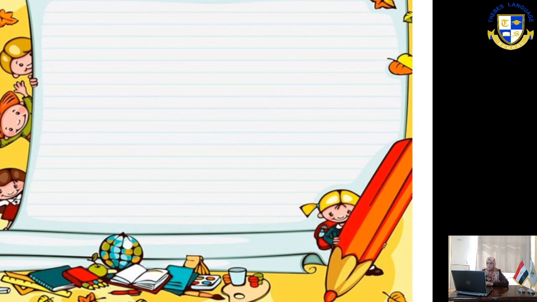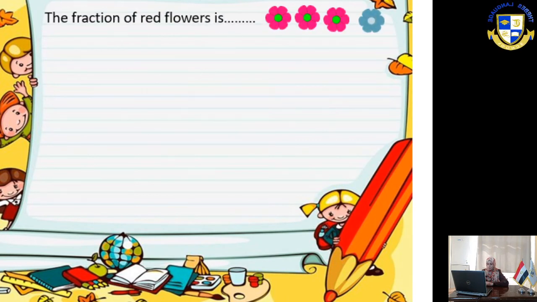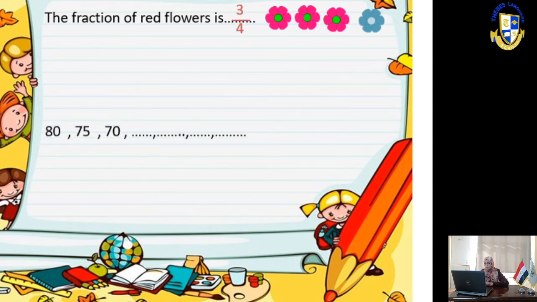In the next question, you have four flowers, 3 of them red, 1 blue. He is asking about the fraction of the red flowers. 3 out of what? 3 over what? 4, because 4 is the total number of flowers. Okay, you have an array.